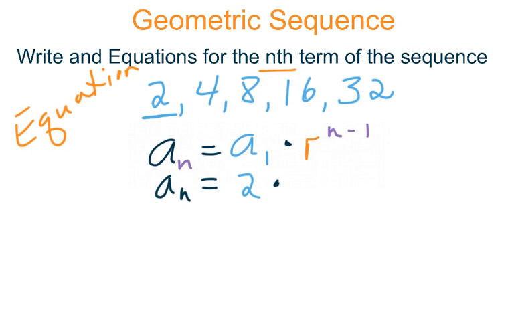We're going to multiply it by the common ratio. What is the common ratio? Well, we need to figure out what's happening each time. I think we already kind of did this. 2 times 2 is 4, 4 times 2 is 8. So we're multiplying by 2 each time. So the common ratio is a 2, and then we're just going to have n minus 1.